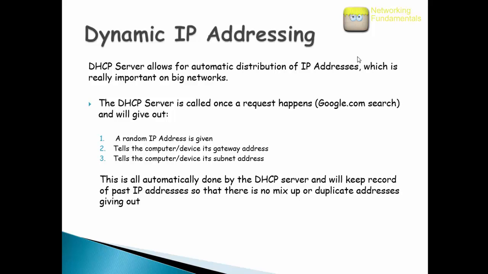This is all done automatically by the DHCP server, and it will keep a record of the past IP addresses that are given out, so that it cannot duplicate any addresses, which, as you can imagine, can cause a lot of confusion, and information is sent out and basically lost if 2 devices have the same IP address. So it's a smarter configuration, a smarter design, and it seems to be the preference in most networks to use dynamic IP addresses.